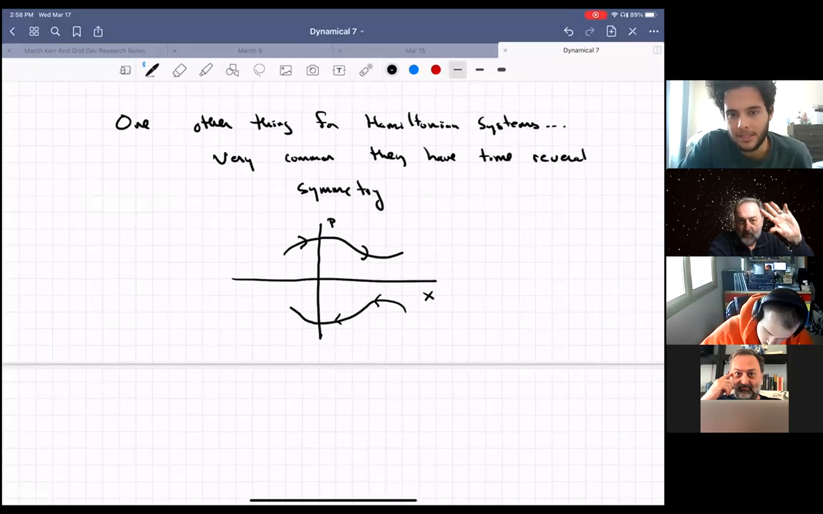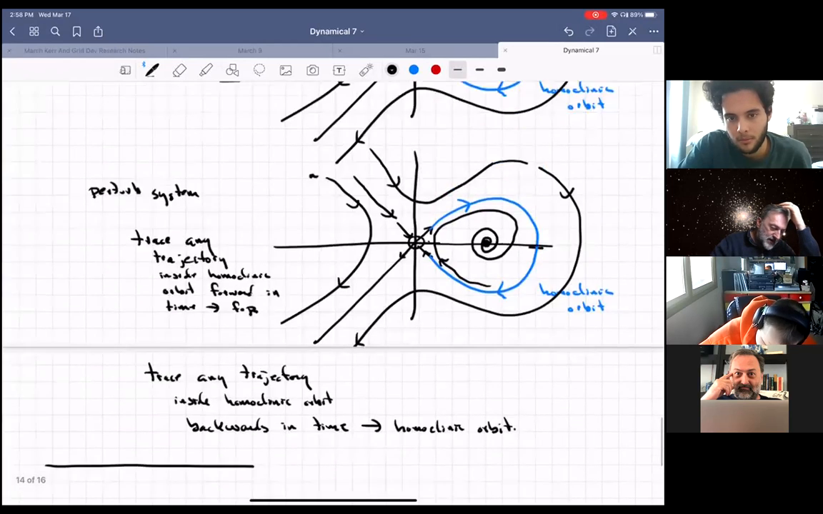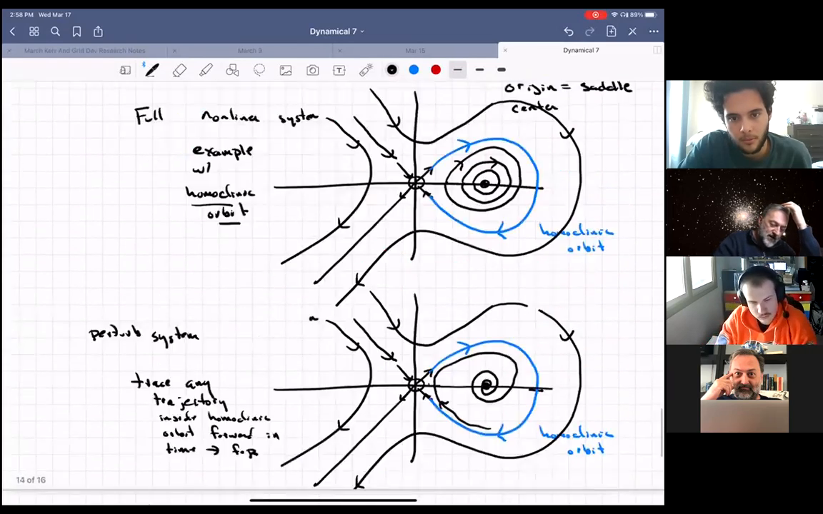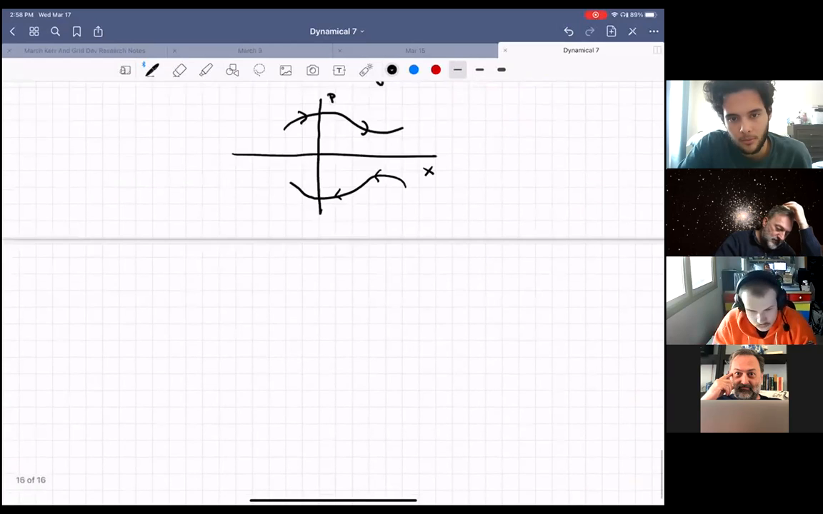So it doesn't mean exactly time reverse as if you were to stand... it really means time reverse. So if I go back up here to my example of the Hamiltonian system, theta dot is nu. So the nonlinear oscillator.